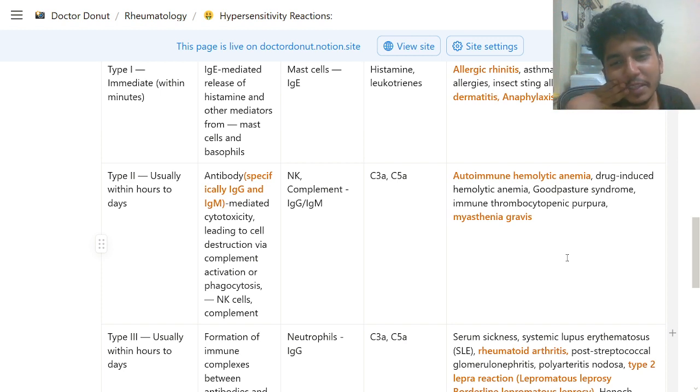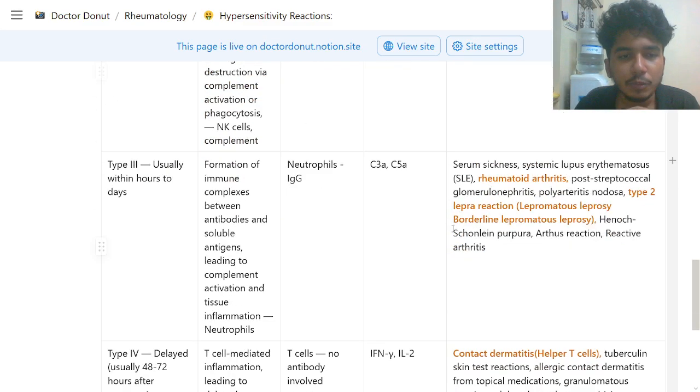So type 2 is seen in autoimmune hemolytic anemia, drug-induced hemolytic anemia, Goodpasture syndrome, immune thrombocytopenic purpura, and myasthenia gravis. So let's move on to type 3.